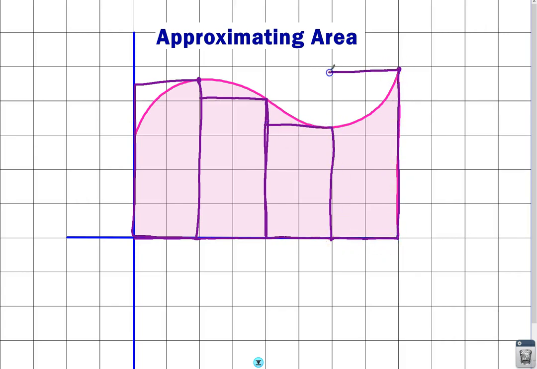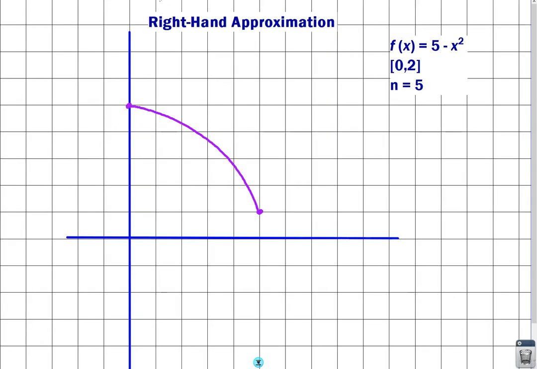So this rectangle over here is going to be a pretty big over approximation, but I've got a couple of under approximations over here that might help balance that out. And this is another over approximation, but that's okay. It's still more accurate than what we had by just having a big rectangle over the entire thing. So this is what we call the right-hand approximation method.